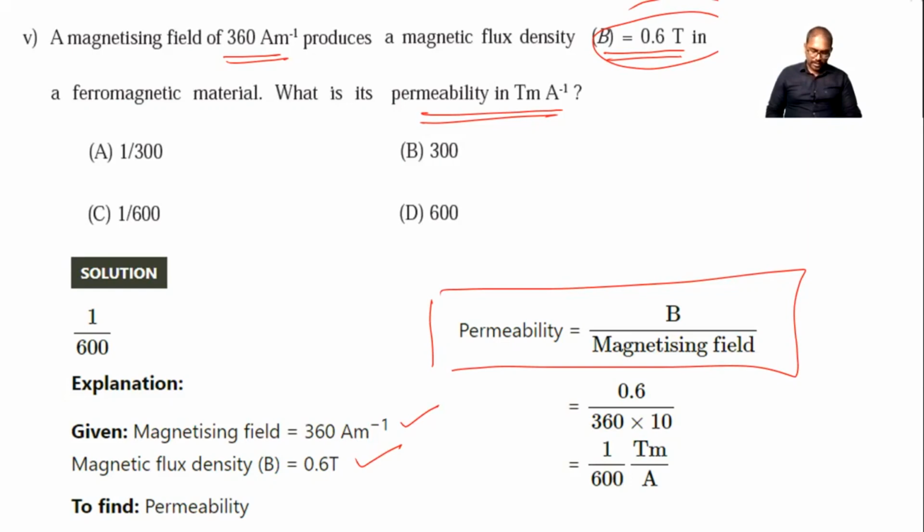we get the answer 1 by 600. I think some printing mistake is there here. Here it is 0.6 divided by 360. So we can write 6 by 360 into 10, which is 1 by 6 by 3600, meaning 1 by 600. And this is the right answer.